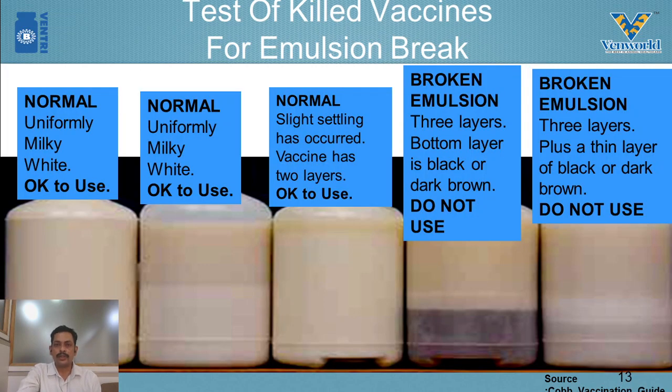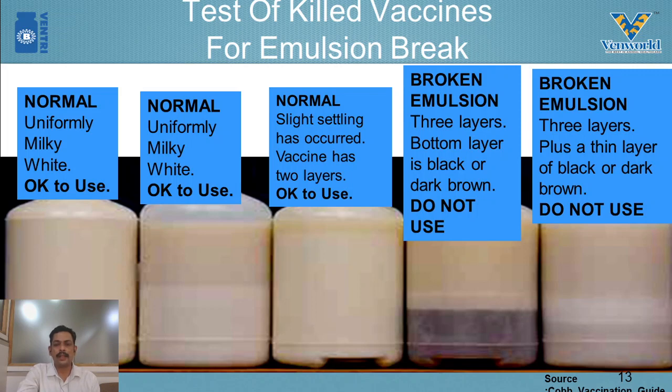There is one test of these killed vaccines, on the basis of which we can check whether it can be used for vaccination or not. This is the test of killed vaccines for emulsion breaks. After shaking for 2 to 3 minutes, we keep these killed vaccines for some time, say 3 to 4 minutes, and after that we can check the appearance of the vaccines. If it's uniformly milky white, then it is normal and we can use it.